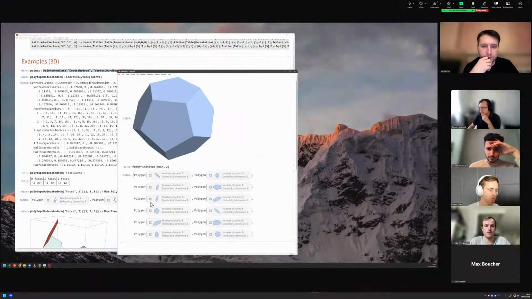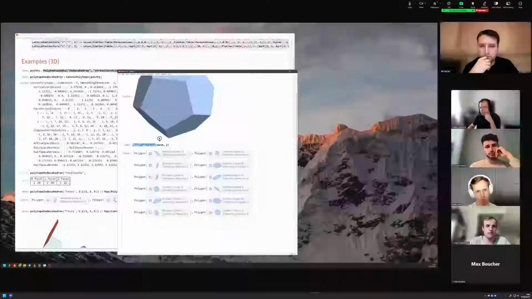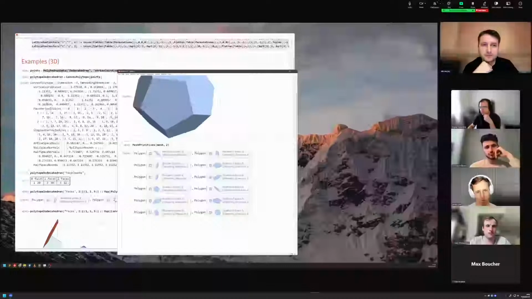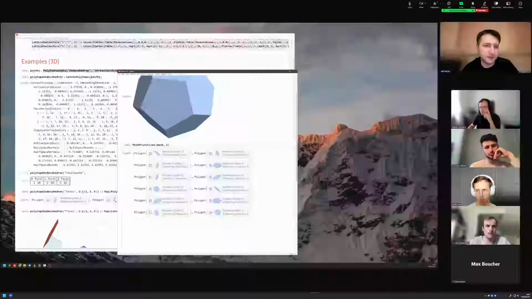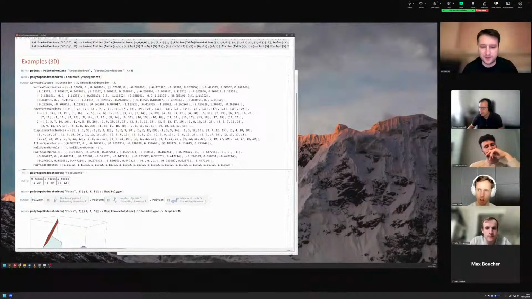Do you know if, so ConvexHullMesh doesn't return anything above dimension 3, but are there primitives for higher dimensional things? I think there is, yeah. Maybe they're not as advanced as the 3D ones, but I think some of them are supported. I'm not sure.